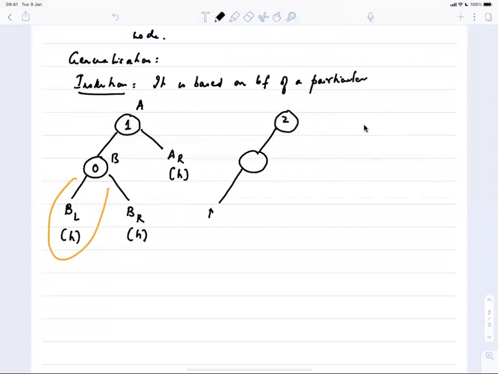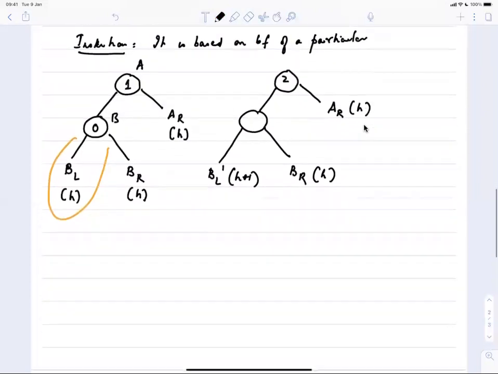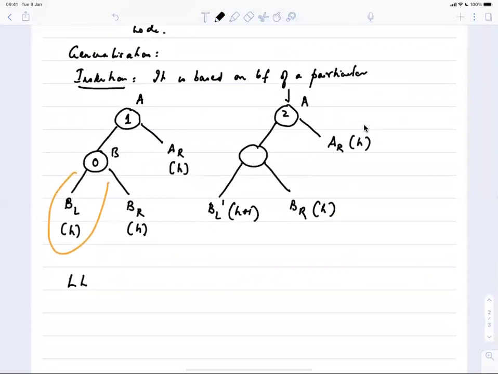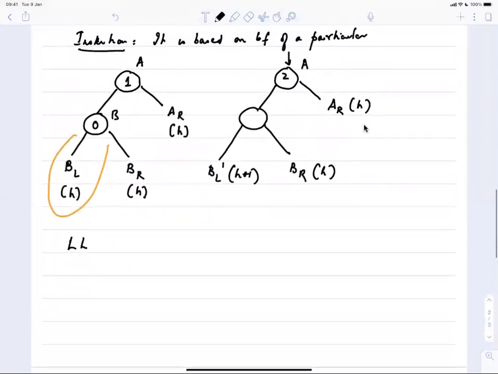I add a node here, which becomes BL prime, and let's say its height becomes L plus 1. This one is BR, whose height is still H, and then you have AR, whose height is H. Okay, I'm going to show one direction. You perform a left rotation now because the balance factor at A is violated.